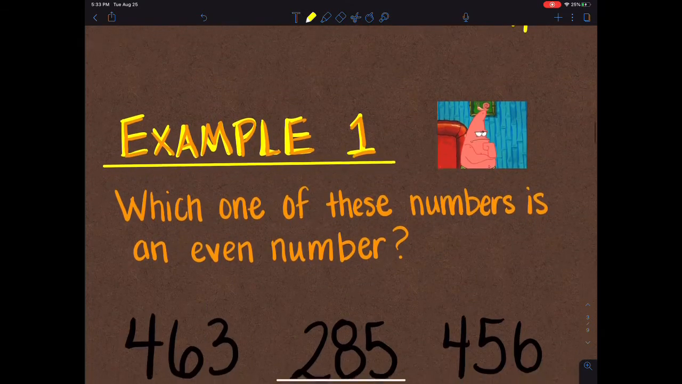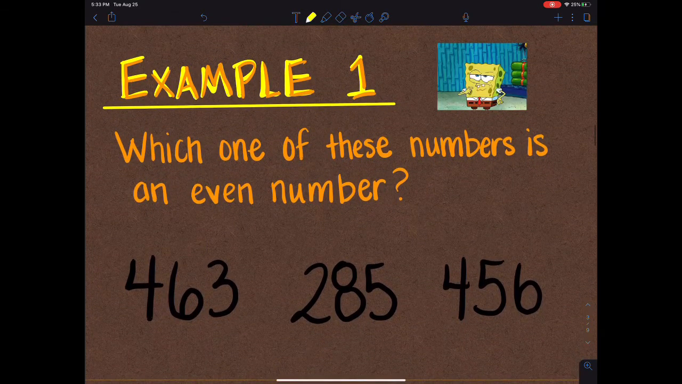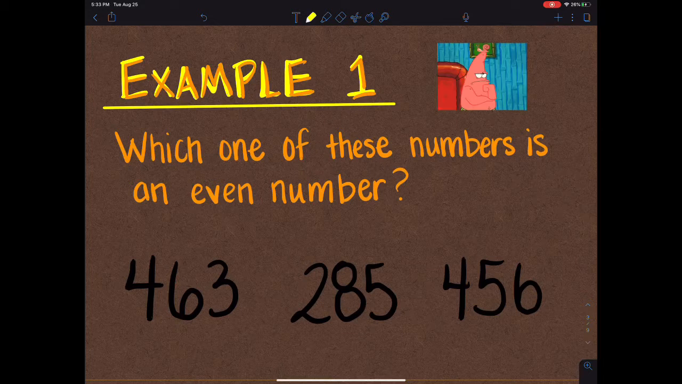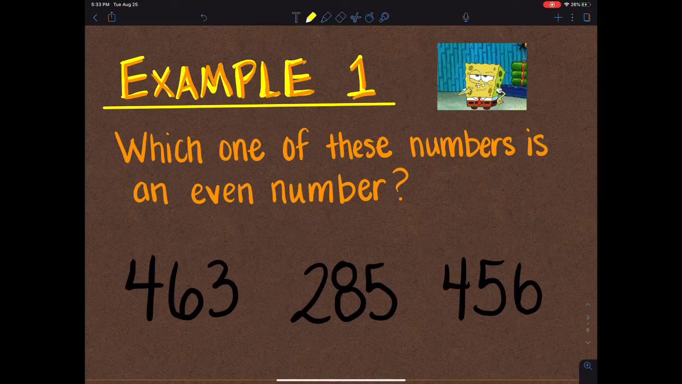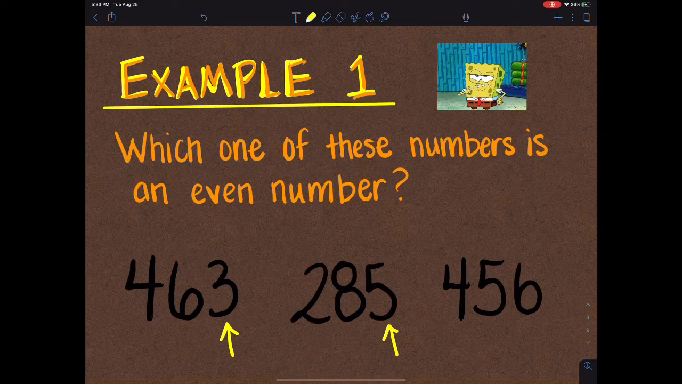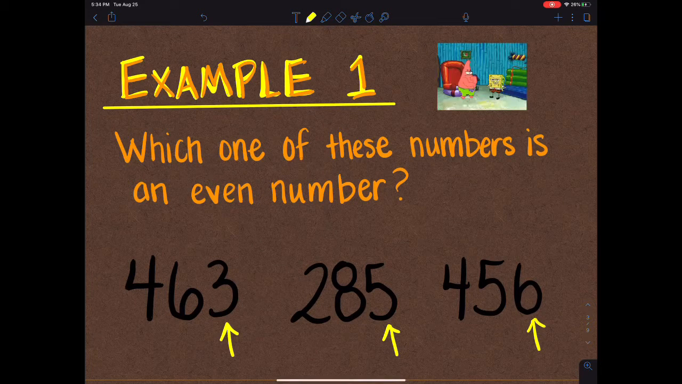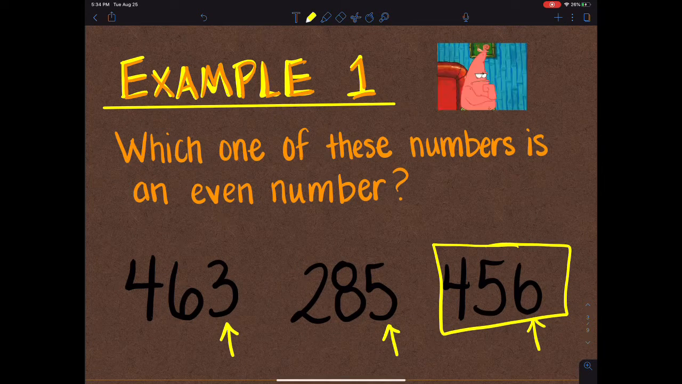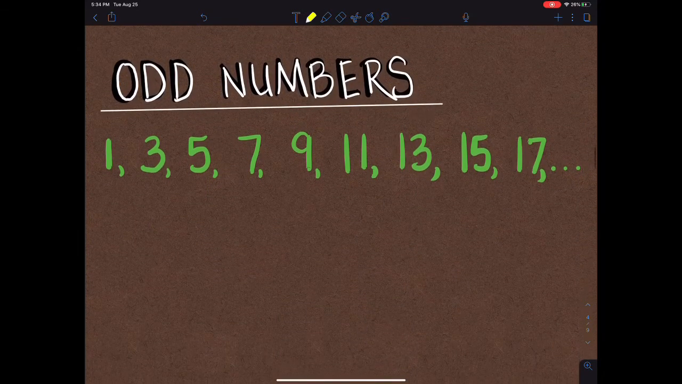Okay, let's move on. Here is an example. This example, which one of these numbers is an even number? And you see 3 numbers listed below, 463, 285, and 456. Only one of those is an even number. So if I wanted to figure this out, I'm going to look at the last digit. That's a 3, that's a 5, that's a 6. Only one of those numbers is an even number, and it's this one because it ends in 6. Okay, I think you know how to do that, so I'm going to go ahead and move on.